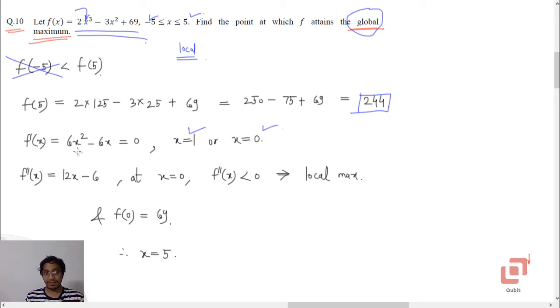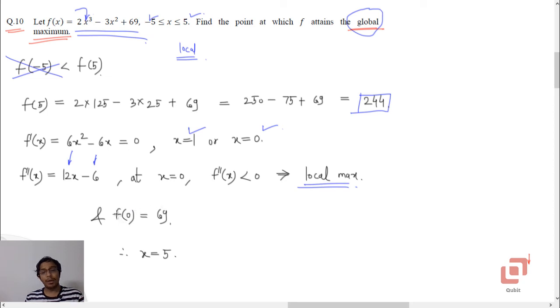Go to the second derivative now. 6x squared's derivative is 12x and x's derivative is 1, so 12x minus 6. Now at x equal to 0, the second derivative has a negative sign, so it has to be a local maximum. And at x equal to 1, it is positive, 12 minus 6, so 6, so it has to be a local minimum at x equal to 1, but we are not interested in the minimum points now, or minimum values.